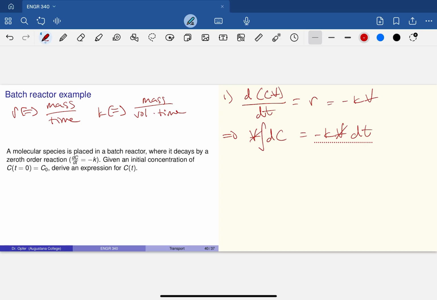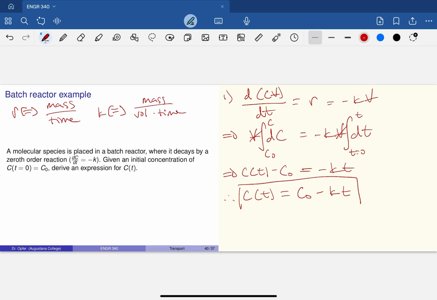And now we can go ahead and integrate from our initial concentration C0 to C, and integrate from t equals 0 to t. Okay, so this is a pretty straightforward integration. So dC integrated is just C of t minus C0, and that's going to be equal to minus Kt. And therefore, we know that the concentration with respect to time in this batch reactor is just equal to the initial concentration minus the decay rate times however long the contaminant has been in the batch reactor. Not too shabby.